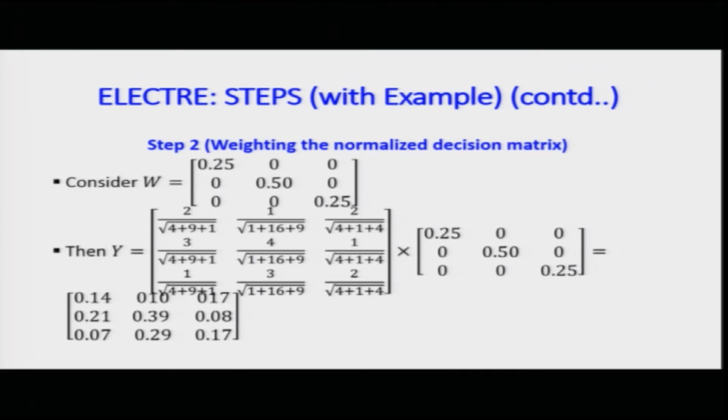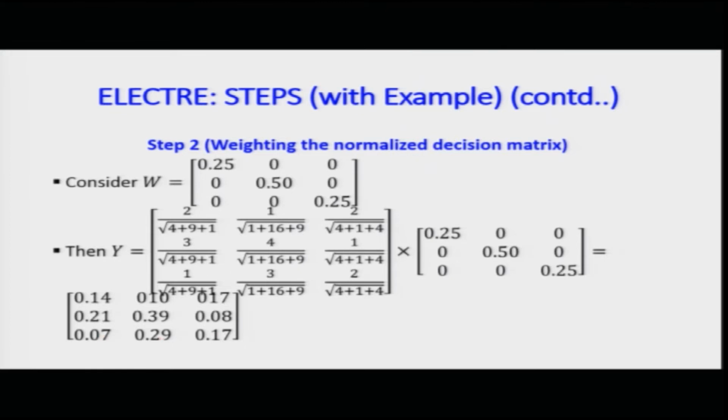capital W. Once you multiply them, remember the one important thing which I did mention once or twice, I again mention that row versus column numbers should be such that matrix multiplication would be allowed. So, in this case it is 3 cross 3, in this case it is also 3 cross 3. So, the end result would be a 3 cross 3 matrix, and the values along the rows, I am only reading along the rows, are 0.14, 0.1, 0.17, which is the Y matrix. Y was basically A into W. The second row would be 0.21, 0.39, 0.08, and the third row would be 0.07, 0.29, 0.17.